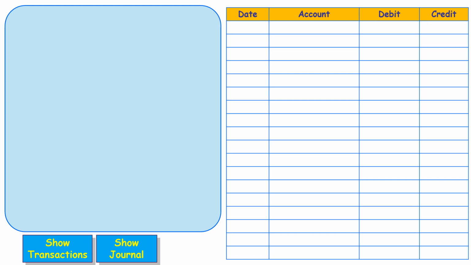So let's look at a few transactions. Now the first transaction is: owner invested $100,000 in the business. Now we need to record that in this journal. So the first thing to do is to record the date. In the account column, we have to come up with the names of the accounts that we need to debit and credit. So reading this transaction, we can see that the business got $100,000. $100,000 is cash. Cash is an asset. An increase in asset will be a debit.